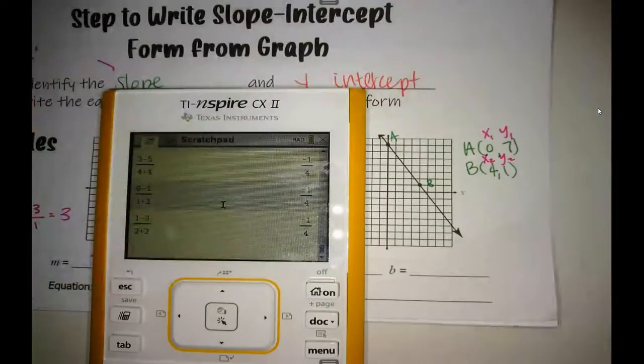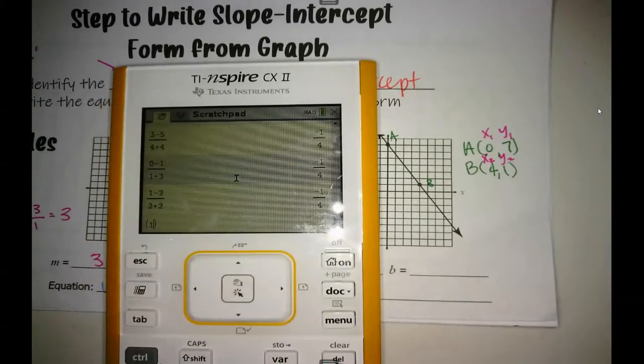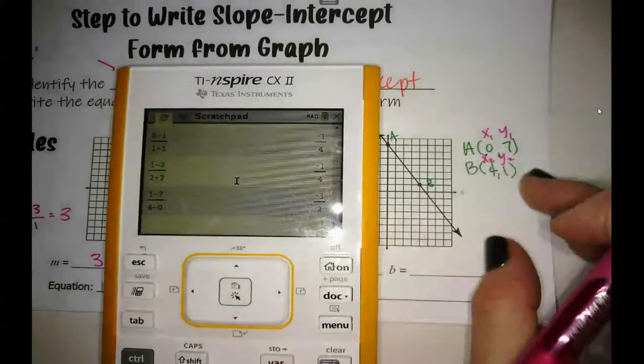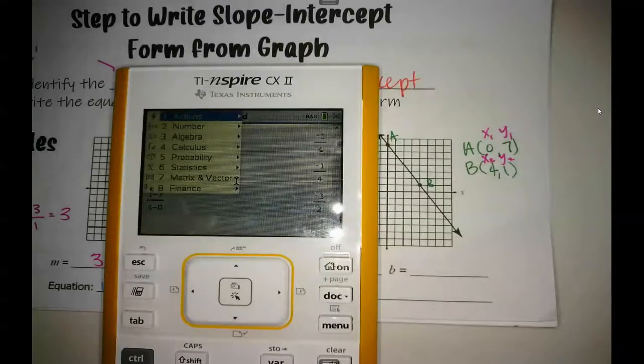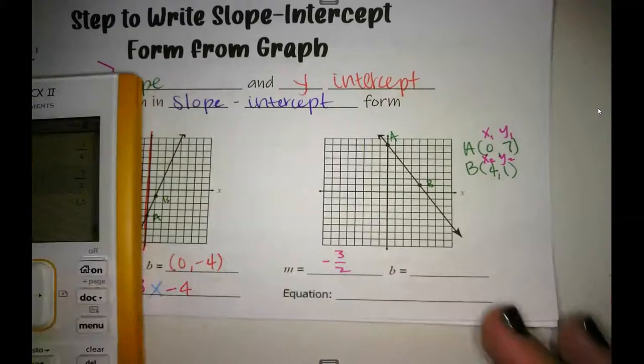So y2, I'm putting that top in parentheses. So 1 minus 7, close my parentheses and divide by the x2 minus x1. Make sure you put that in parentheses, 4 minus 0. And that gives me -3/2, and I want to leave that as a fraction. Don't convert it to a decimal. I'd rather see this fraction.